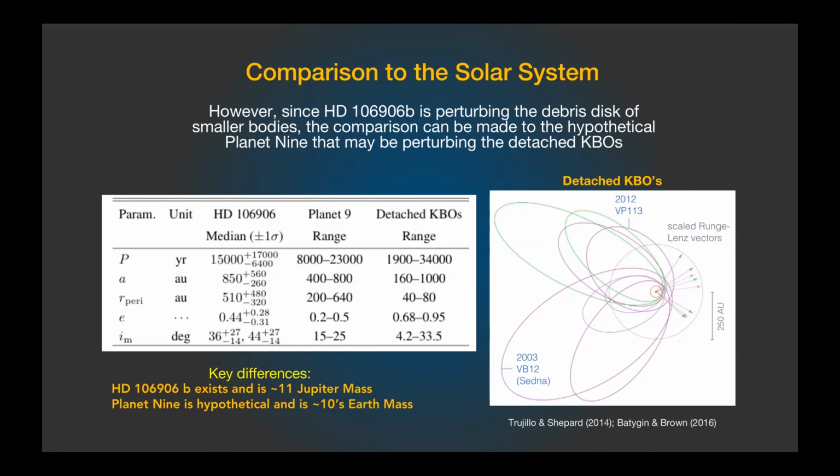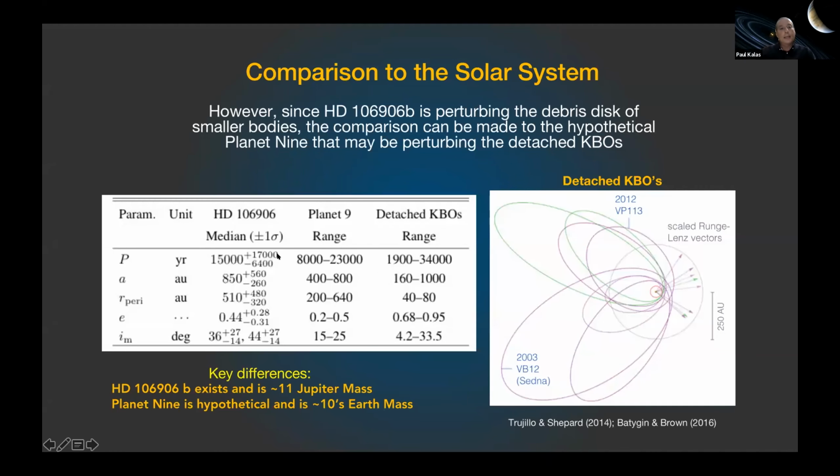Okay. So since 106906b is thought to be perturbing the debris disk, this invites a comparison to our hypothetical Planet 9 in our solar system, which is thought to perturb the detached Kuiper belt objects. Here on the right are the plots of the detached Kuiper belt objects, which have a clustering of their arguments of perihelion such that it's been proposed a 10 Earth mass planet, Planet 9, is shepherding these detached Kuiper belt objects.